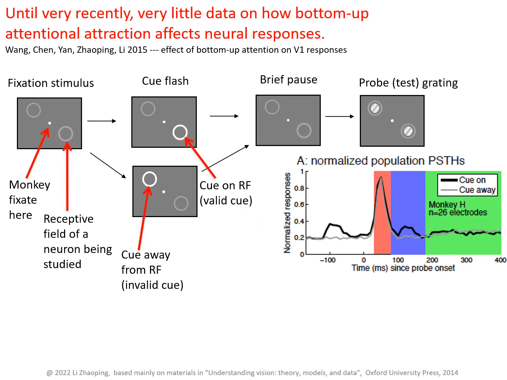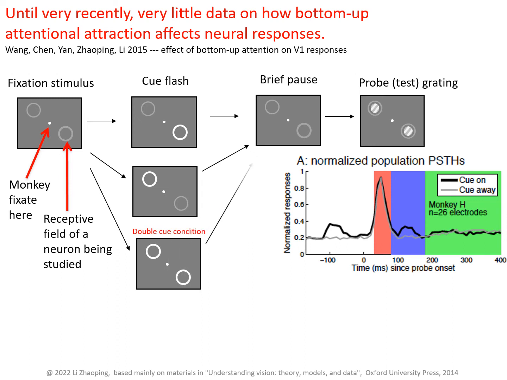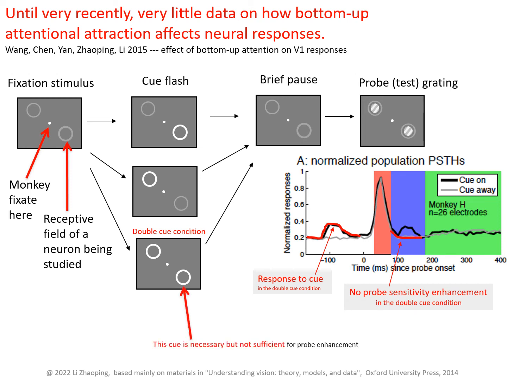One way to resolve this is to simultaneously flash two cues, one on the resident field and one away from the resident field. In this double cue case, the neuron responds to the cue inside its resident field as it should, but there's no enhancement to the probe. So therefore, just having a cue to the resident field is insufficient to cause a probe enhancement. It also requires no competition from the second cue for attentional attraction to the resident field.